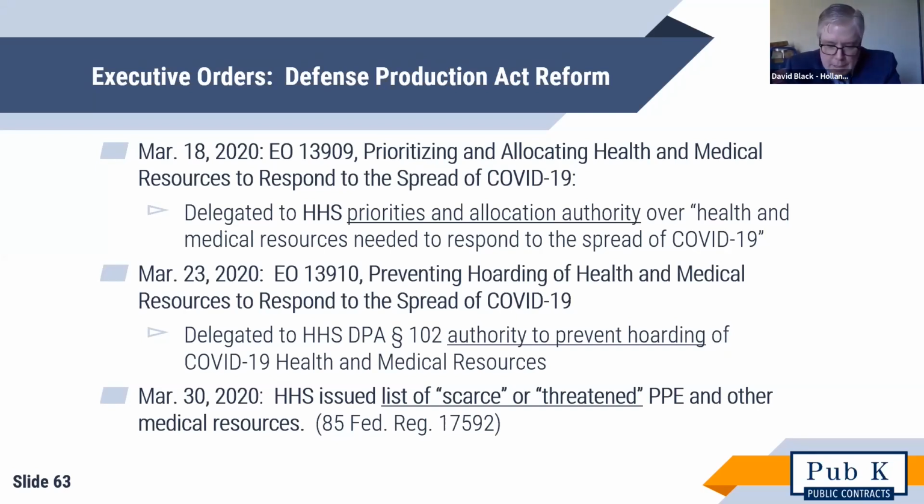And that allowed HHS to issue rated orders to replenish the national stockpile with N95 masks and that sort of thing. Then a couple days later, on March 23rd, we have EO 13910, which was addressed at preventing the hoarding of health and medical resources to respond to the spread of COVID-19. And the idea there, at that point in time, there was a concern that companies, contractors, businesses, opportunists were buying up N95 masks, especially PPE, ventilators, and building up an inventory and then selling to the highest bidder.